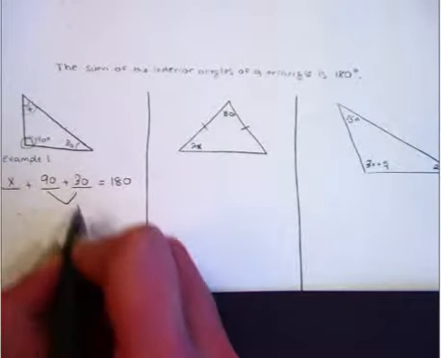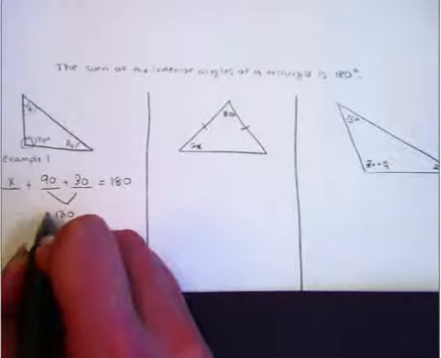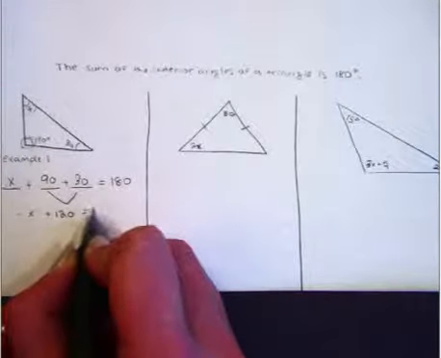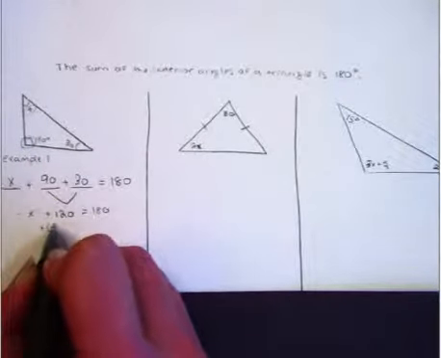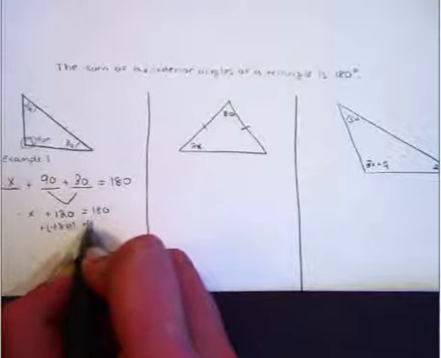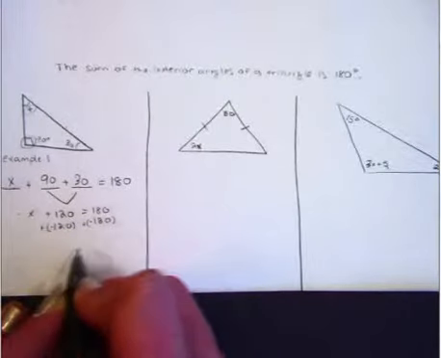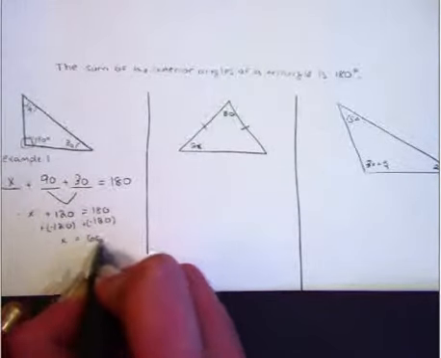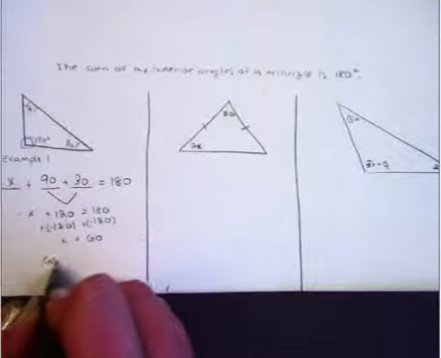Let's combine like terms. Add the opposite of the addend. And I'll end up with x is equal to 60, so that angle has to be 60 degrees.